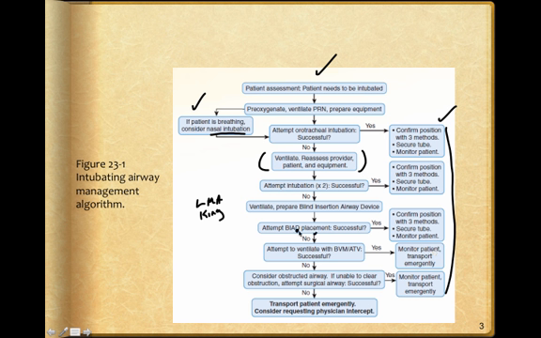If the blind airway did not work, go back to BLS methods as a kind of a retreat. Attempt to ventilate with a BVM or automated transport ventilator. Was that successful? If yes, monitor the patient and transport emergently. If no, consider obstructed airway. If unable to clear, attempt surgical airway. And was the surgical airway successful? Yes, monitor the patient and transport emergently. Or no, transport the patient emergently, consider requesting physician intercept.